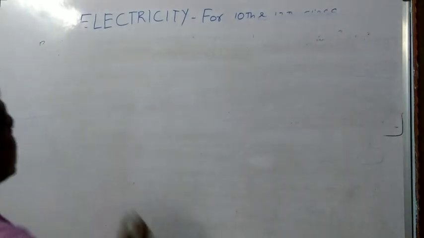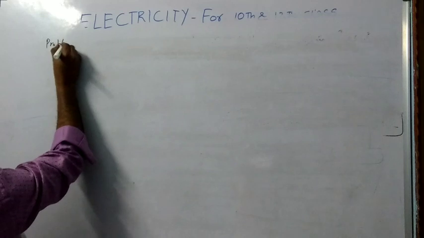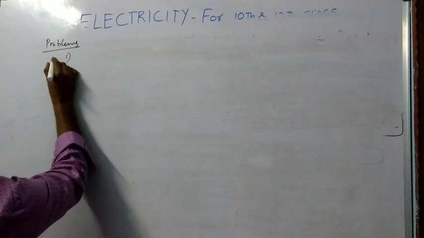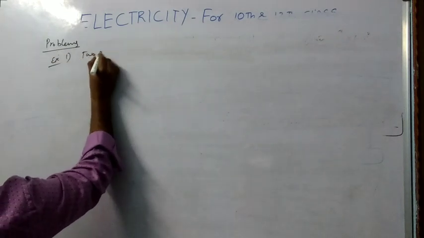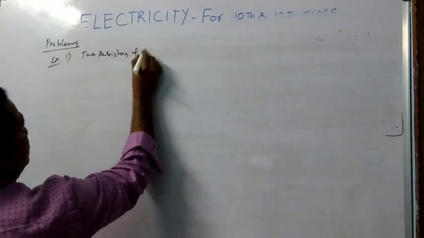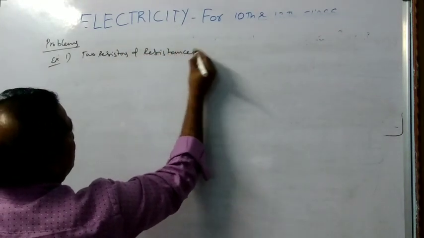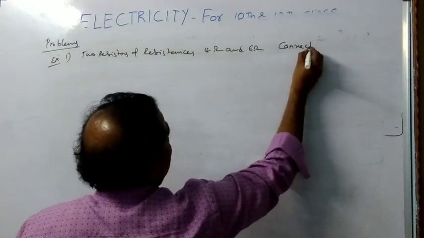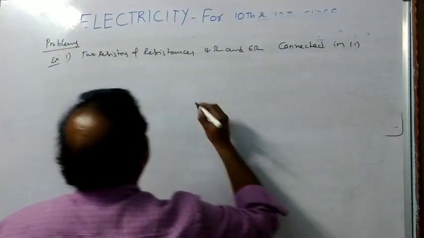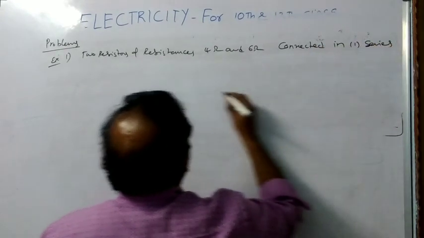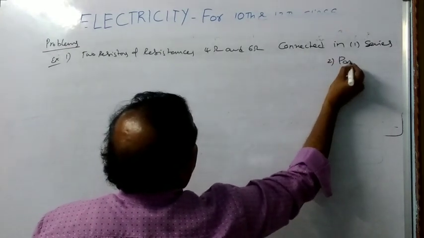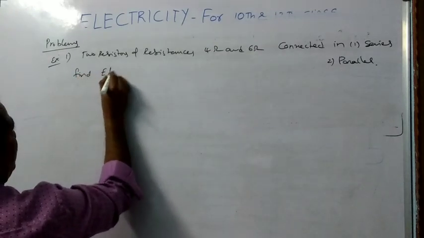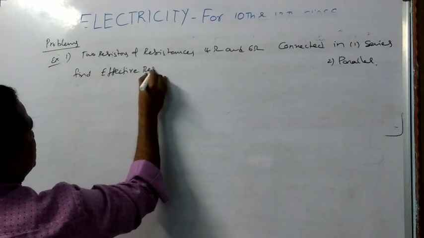Let's see some problems. Example number 1: two resistors of resistances 4 ohm and 6 ohm are connected in number 1, series, number 2, parallel. Find the effective resistance.